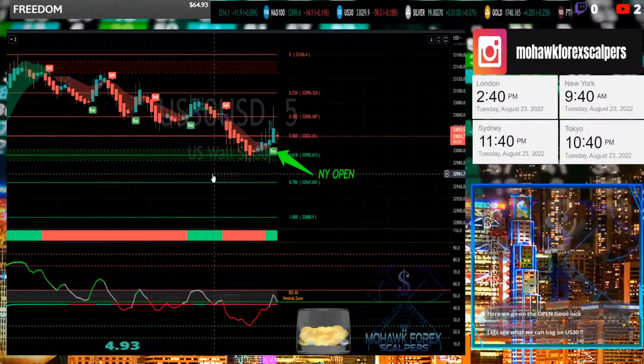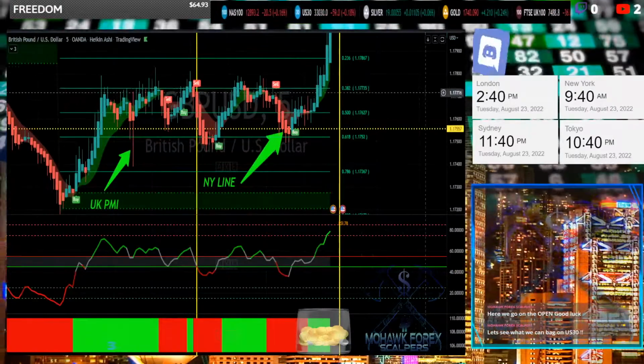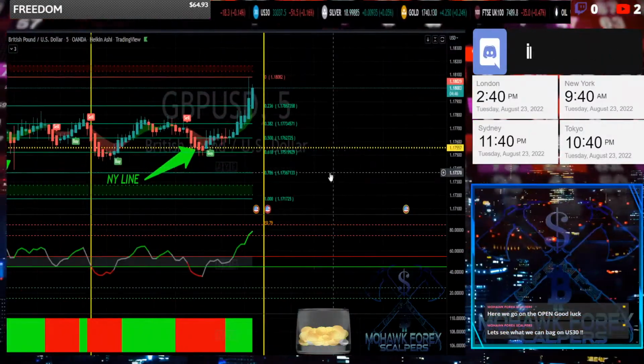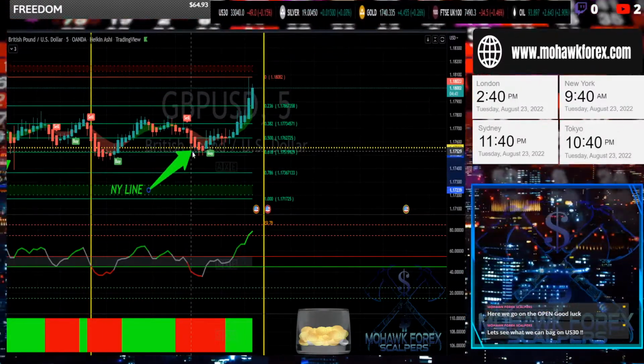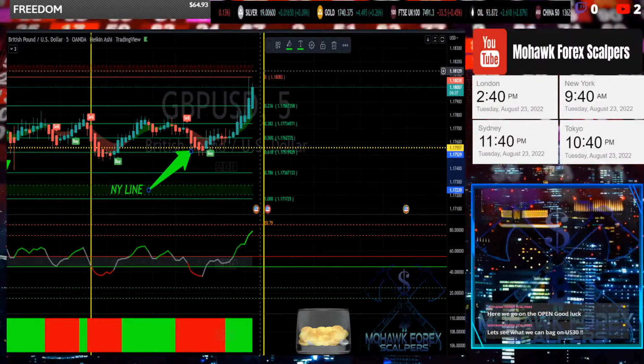There's an alert, you can hear it. That's what you want, to hear that ringing. And look at pound dollar, look how it shot up. So this bodes well for our cable trade, because obviously at the moment we hit this resistance, the supply demand zone.